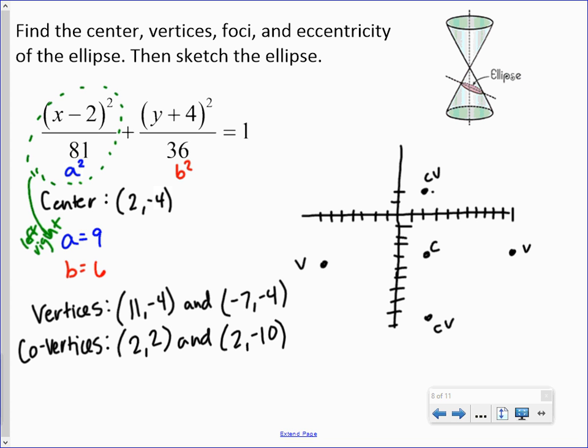I usually like to, once I get those 4, the co-vertices and the vertices, draw my ellipse. And I'm just thinking in my head, just like I did for those polar graphs, round, round, round, try to draw it round. Okay. It's an ellipse, not a diamond. Oh, that side was too round.